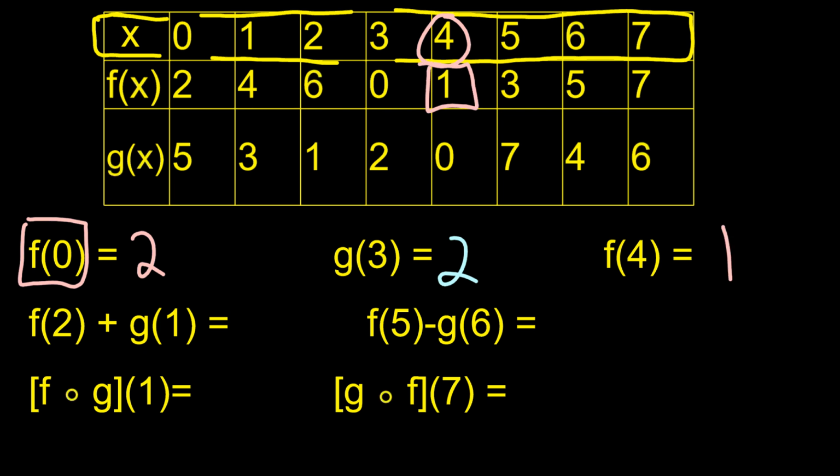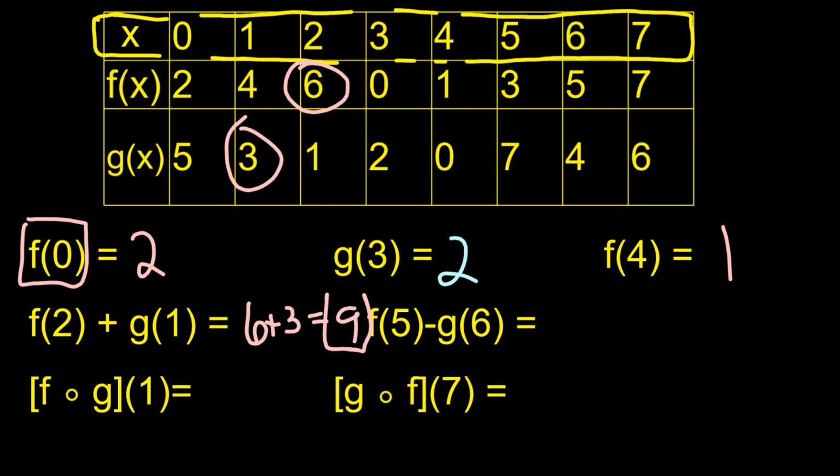Okay, so this next question asks me, what's f of 2 plus g of 1? Let me see if I can do this without making a mess. F of 2 plus g of 1. So f of 2 is 6. G of 1 is 3. That's 6 plus 3, which is 9. What about f of 5 minus g of 6? We'll do this one in white. F of 5 is 3, minus g of 6. G of 6 is 4. So we got 3 minus 4, which is negative 1.